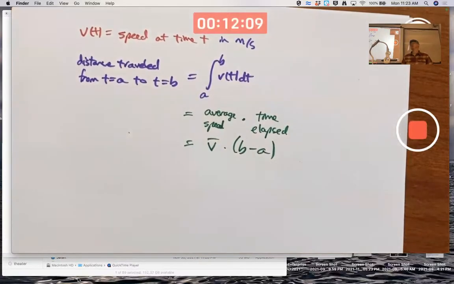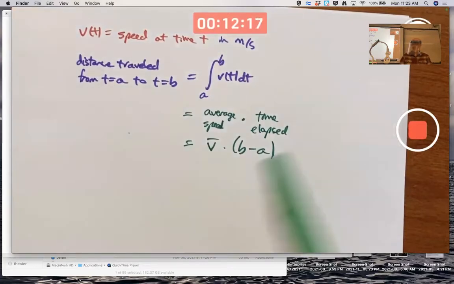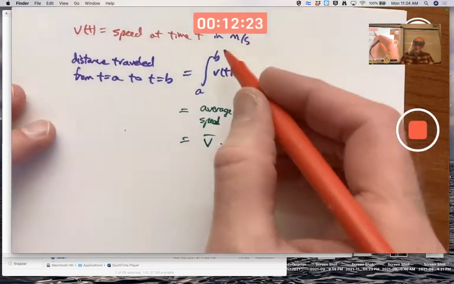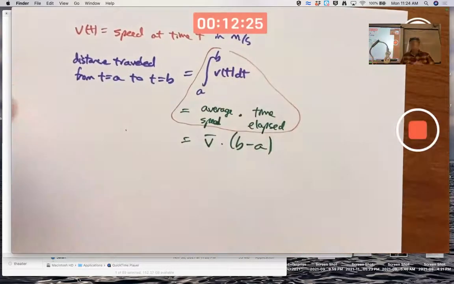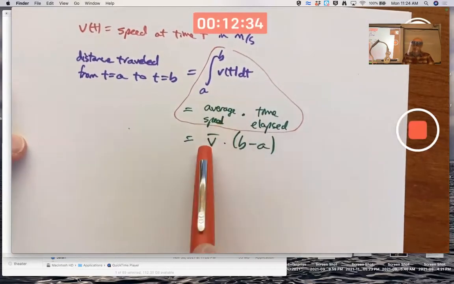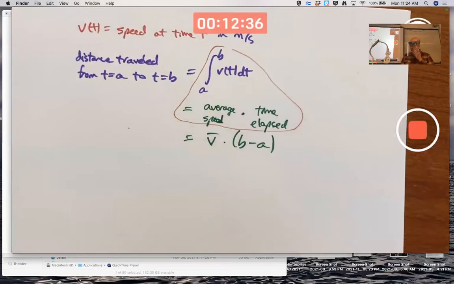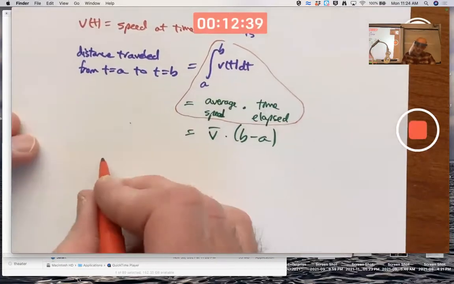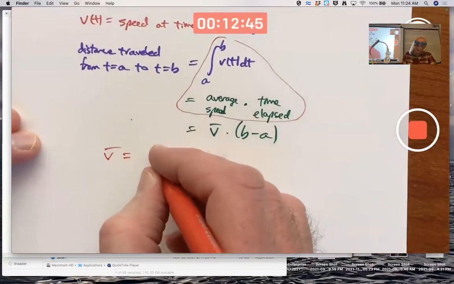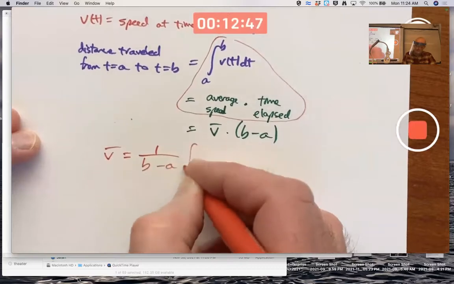But this should beg a question. What is the average speed? And essentially, the average speed is defined so that this equation is true. In other words, this equation is not something you prove. Instead, you use it to define what average speed means. Average speed is the number so that this product is the same as this integral. Said another way, average speed, v bar, is the integral divided by b minus a, or if you prefer, 1 over b minus a times the integral.